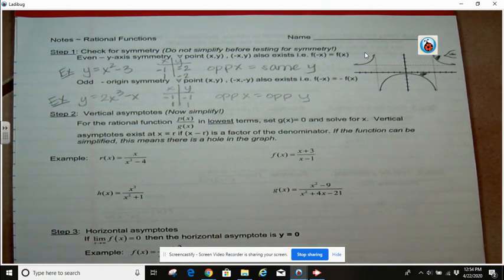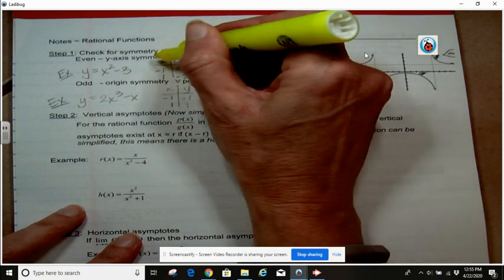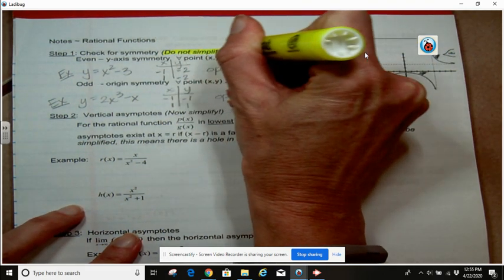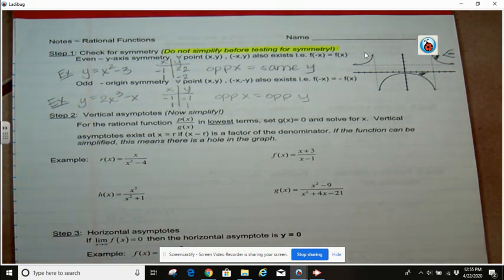It's really important that if there's any factoring and reducing that you can do, you do not do any kind of reducing before you test for symmetry. You can go ahead and factor if you want, but do not cross out any factors before you do your symmetry testing. It's very important.